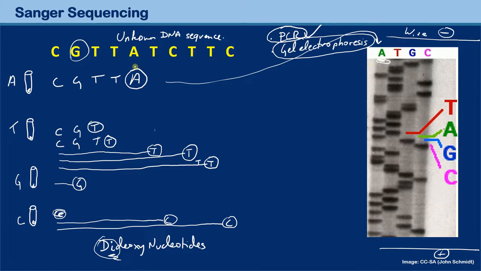Because this one has an intermediate length, this DNA will move all the way up to here. And you see that this one is black over here, right? That's the DNA. I will do the same thing for the T.